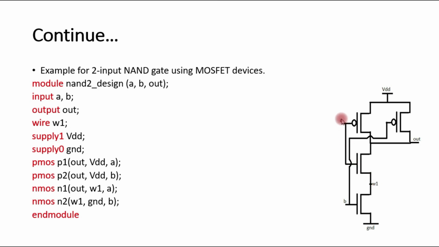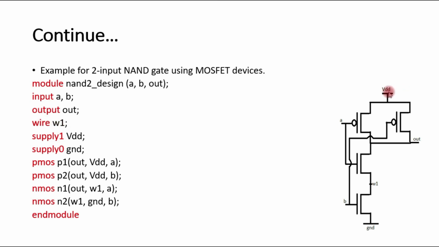Whenever a change occurs at the input signals A and B, the corresponding value appearing at W1 will be noted. The Verilog program for this 2 input NAND gate at switch level design is presented here. Module, that is a keyword, design name NAND2 underscore design, and input and output terminals are mentioned here. Inputs are A and B, output is out. And there is one intermediate terminal, which we have given the name W1, and it should be a net data type. So for the net data type, we have declared W1 as a wire.